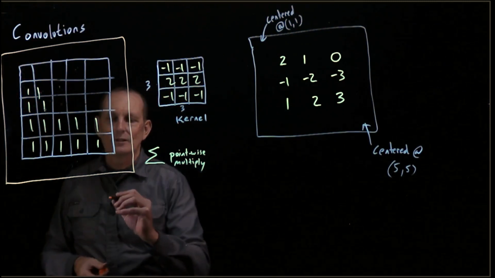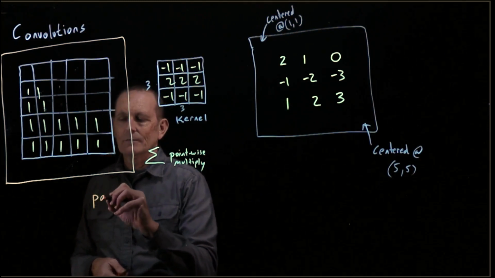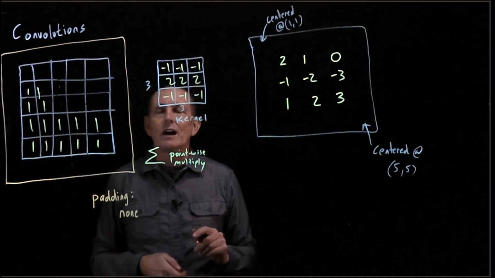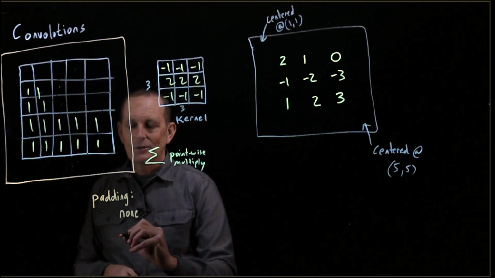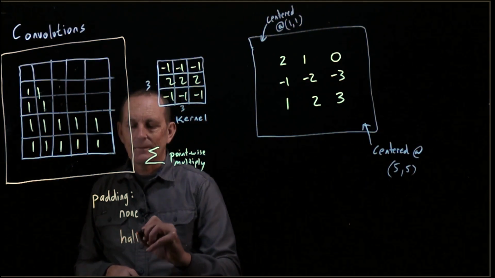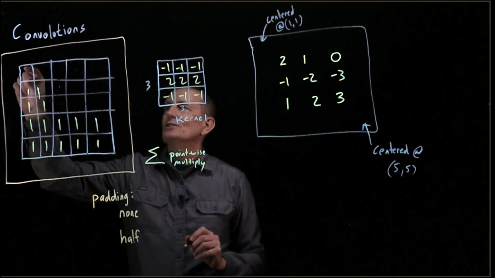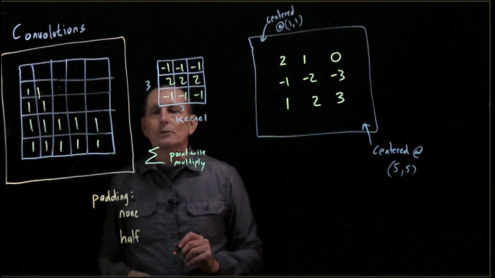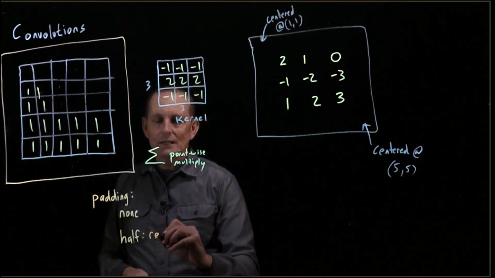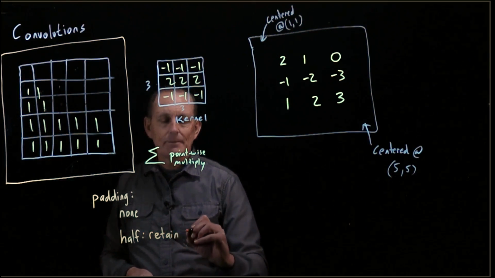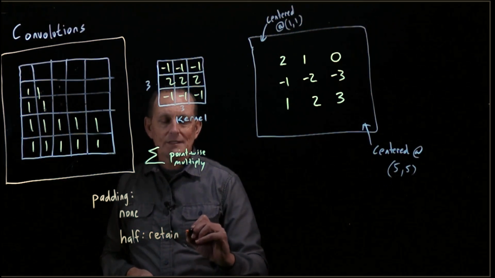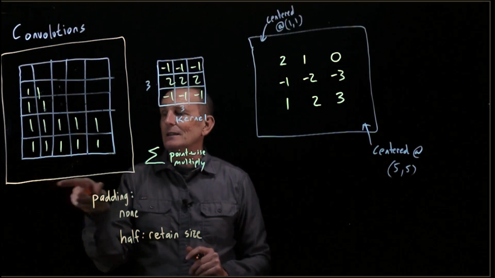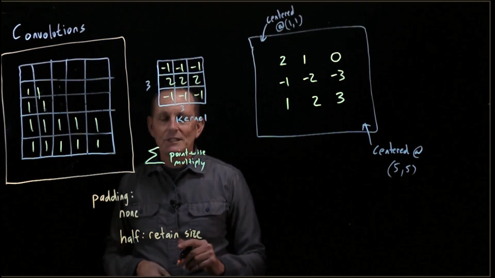One question comes up, what do we fill it with? So let's look at this. For padding, our options are none, which is what we did. That was what got us from a 5 by 5 to a 3 by 3. We can do half padding, which is enough to get us so that the extremes center at the edges of the original. And so if we do that, we retain the size. So this size was 5 by 5. Half padding, like this, which we'll look at in more detail in a moment, will retain the size.